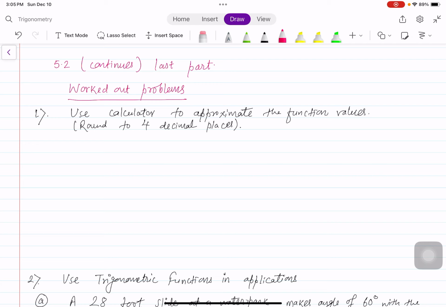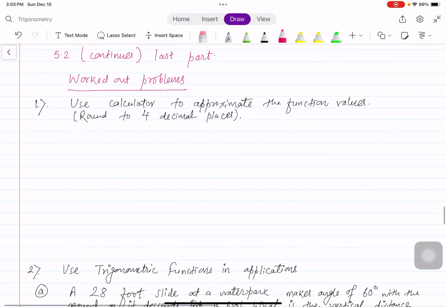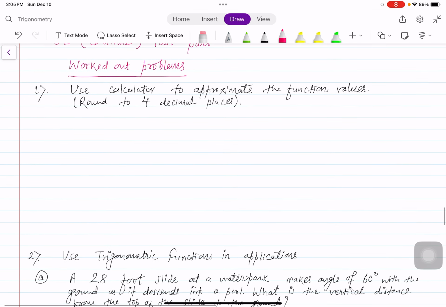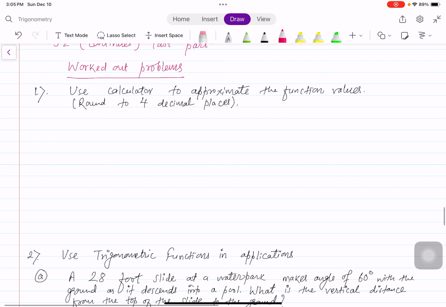Okay, let's now move on to our main worked out problems. In problem 1, we will use a calculator to approximate the functional values. I have a few problems here. Number A is cosine 74.82 degrees. So whatever type of calculator you have, make sure your calculator is in degree mode. That's because we have this angle in degrees.